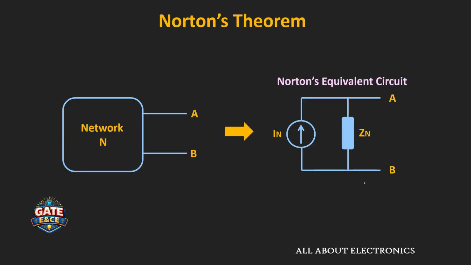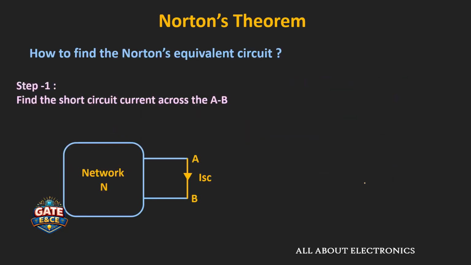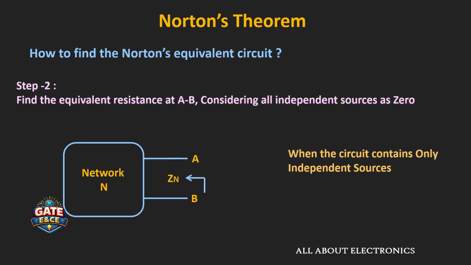So now let us see the steps using which we can find the Norton's equivalent circuit for any network. So first of all, for the given network, find the short circuit current between the terminals A and B. Or in general, find the short circuit current between the two terminals across which you want to find the equivalent circuit. Now in the second step, if the circuit contains only the independent sources, then consider all the independent sources as 0 and find the Norton's equivalent resistance between the terminals A and B.